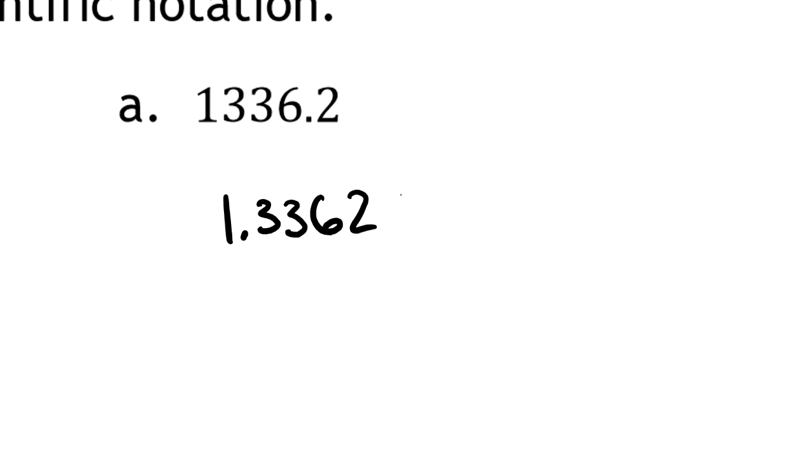Now, this number that I've written is very, very small compared to what it should be. It should be 1,336.2, and I just have 1.3362. So what I need to do is make this one larger, and I would do that by multiplying by tens. You can think about it like this. The decimal point is right here in scientific notation, and in order to make it go back to where it belongs, I need to multiply by 1, 2, 3 number of tens.